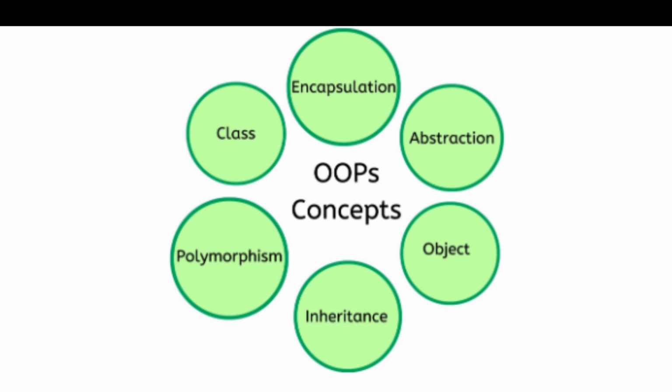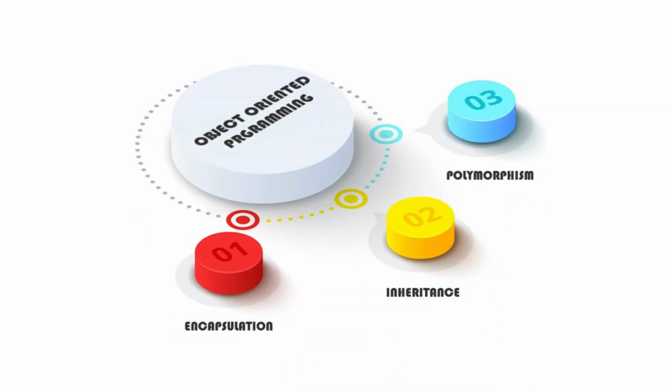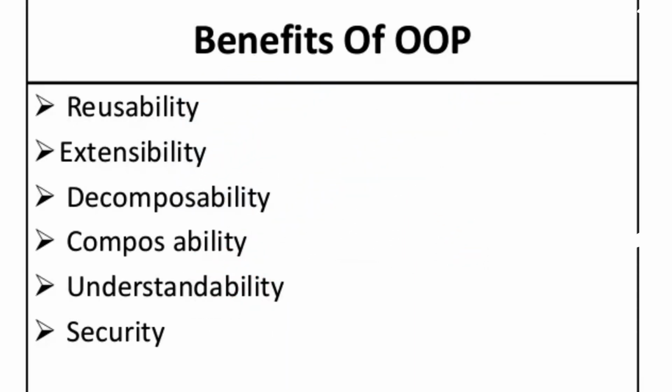Abstraction allows us to hide some of the properties and methods from the outside, making the interface simpler and reducing the impact of change. Other benefits of OOP are reusability, extensibility, decomposability, composability, understandability, and security.